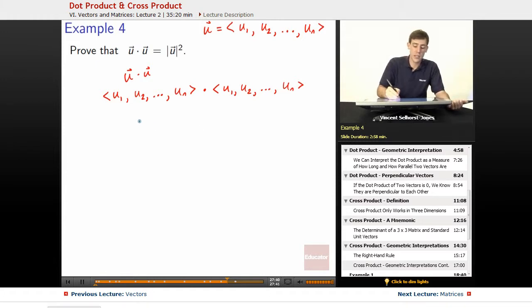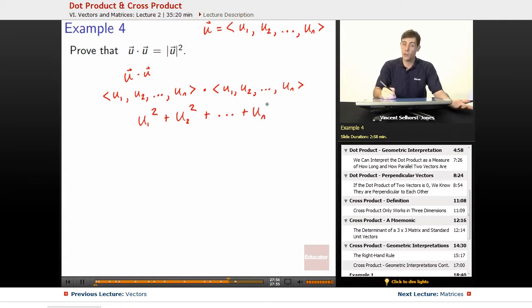All right, so u1 times u1, well, u1's just some number, so that's u1 squared, plus u2 times u2, well, u2 is just some number, so that's u2 squared, plus, this is just going to keep happening until we get to our final component, un times un. Well, un's just some number as well, so un squared. So we've got u1 squared plus u2 squared up until we get to un squared. Now, there's not much we can do to simplify that there, right?